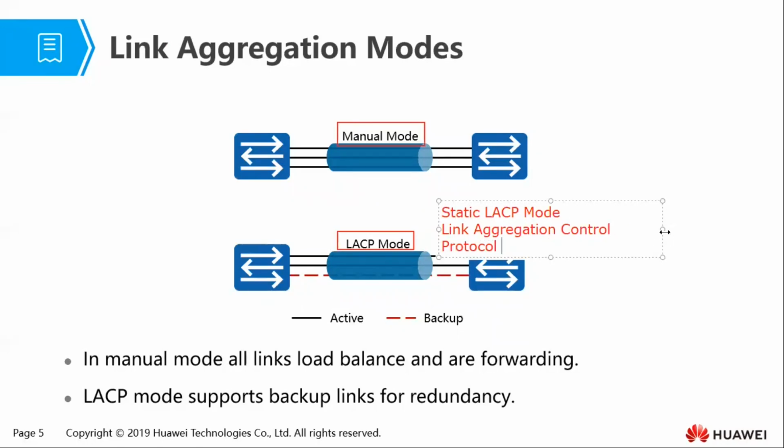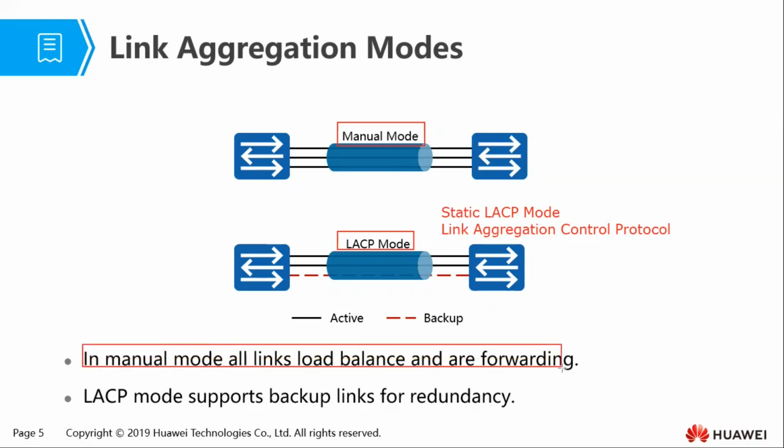Link aggregation control protocol. So LACP mode is generally referred to as the static LACP mode. Now, in manual mode, you have all the links actually forward data in load balancing mode. In manual mode, you manually create the Ethernet trunk. And the most important thing to remember about manual mode is that all links are forwarding data in load balancing mode.